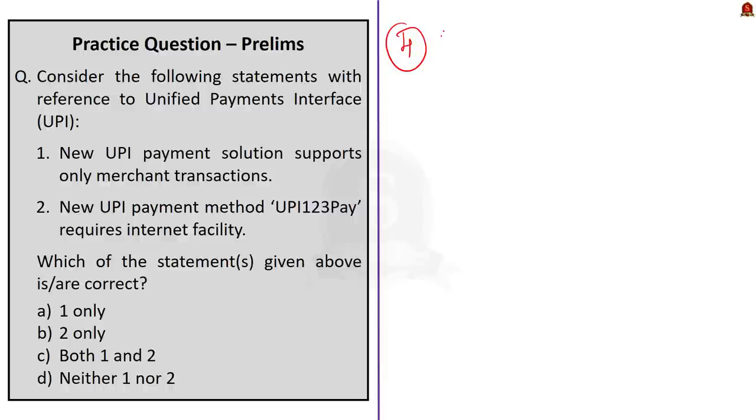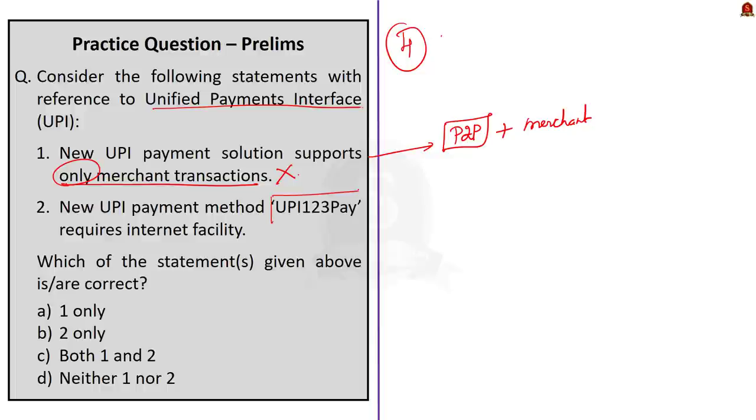Now the first question, consider the following statements with reference to Unified Payments Interface, UPI. Statement 1, new UPI payment solution supports only merchant transactions. The statement is incorrect because in our discussion we saw that new UPI payment solution supports both peer-to-peer transactions as well as merchant transactions. Now the second statement, new UPI payment method UPI 123 Pay requires internet facility. The statement is also incorrect. See, the entire initiative is to promote transactions without internet facility. So the statement is also wrong. So the correct option here will be option D, neither one nor two.